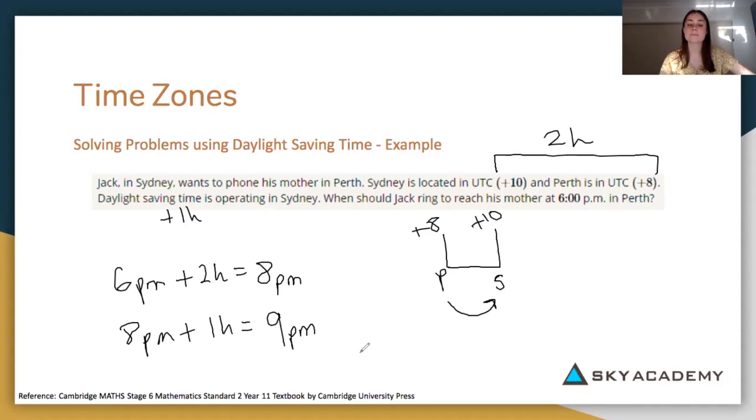If the question, however, said daylight saving time is operating in Perth, we would have to subtract an hour. So if you're going to daylight saving time, you have to add an hour. If you're going away from daylight saving time, you need to subtract an hour.